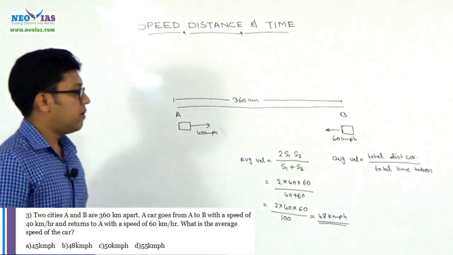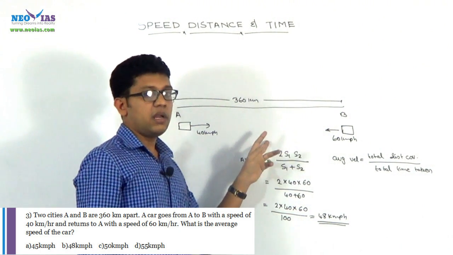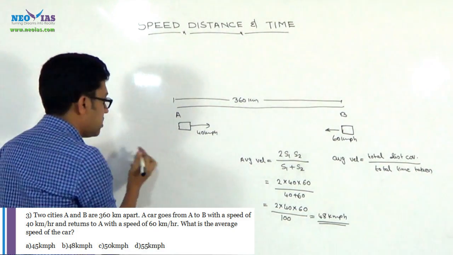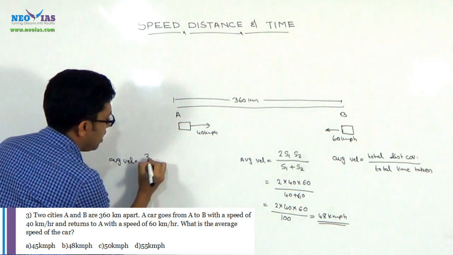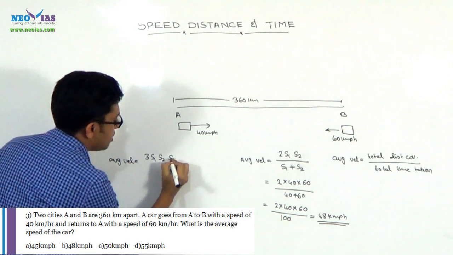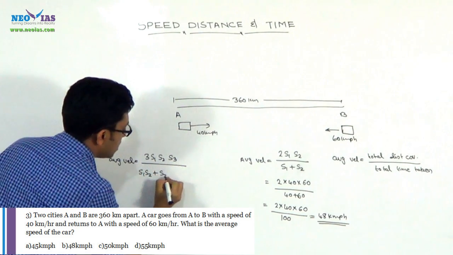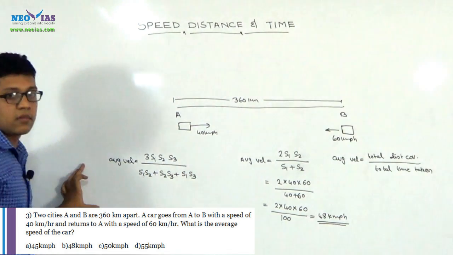And what is the formula for 3 speeds, if they are covering 3 equal distances for 3 different speeds? The formula for 3 different speeds, to find average velocity, is equal to 3 s1 s2 s3 divided by s1 s2 plus s2 s3 plus s1 s3.